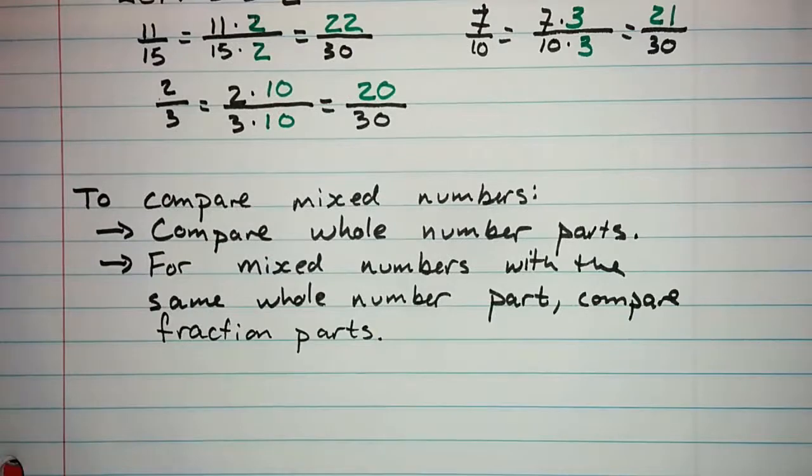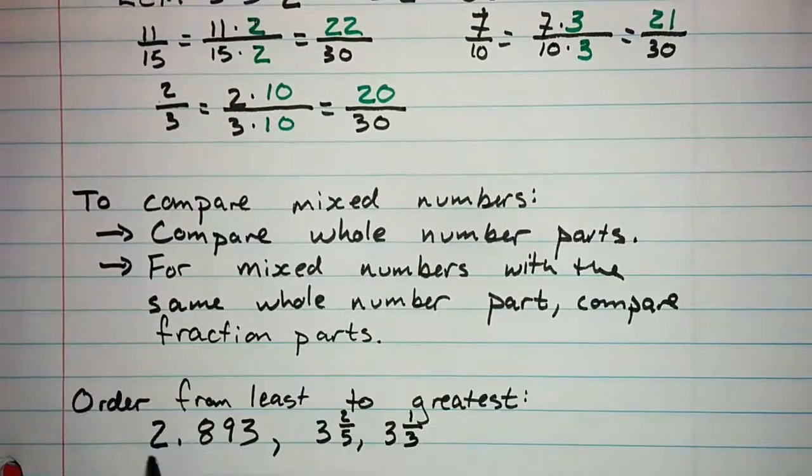All right, so I'm going to give you one of these to try. Order these three numbers from least to greatest: 2.893, 3 2/5, 3 1/3. Pause the video and try this now.